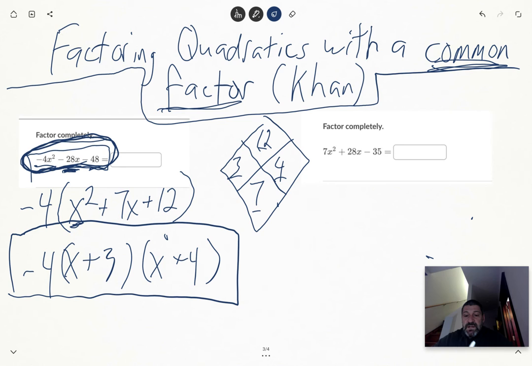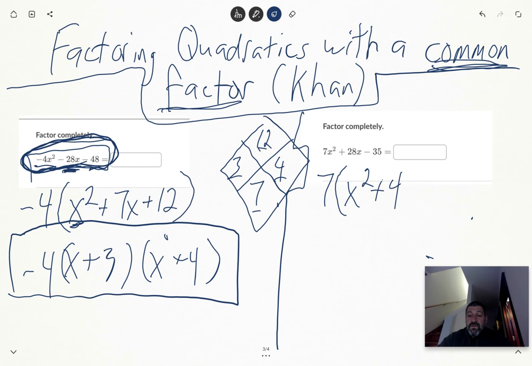Okay, and last but not least, what term goes into those three terms in the last problem? 7x squared plus 28x minus 35. I can take a 7 out of everything. So if I take a 7 out of 7x squared, that leaves me with x squared. If I take a 7 out of 28x, and when I say take out, I mean divide by, that would leave us with a 4x. And when I take a 7 out of negative 35, that would leave us with negative 5. So I just divided every single term here by a positive 7.